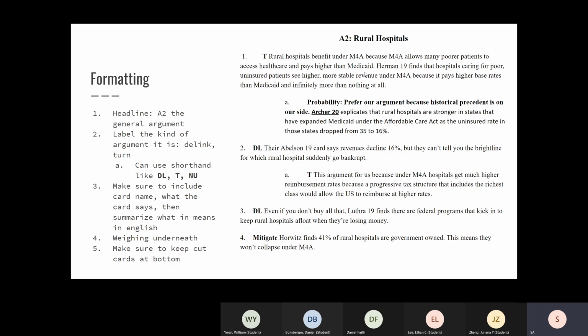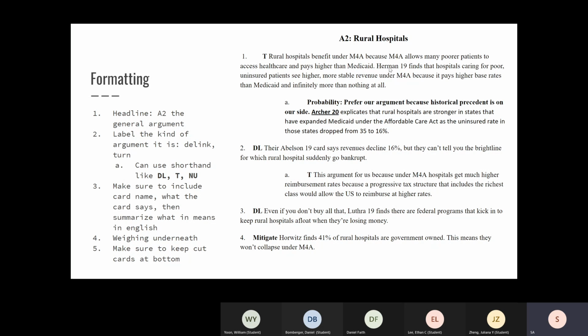So obviously you want your card name, right? It's kind of like the way that you would write a mini contention, except each response is usually one card or two at most. So right here we see Herman 19 finds hospitals caring for poor uninsured patients see higher, more stable revenue under M4A because it pays higher base rates than Medicaid and infinitely more than nothing at all. So obviously, to the average person, we're like, what? That makes no sense, right?